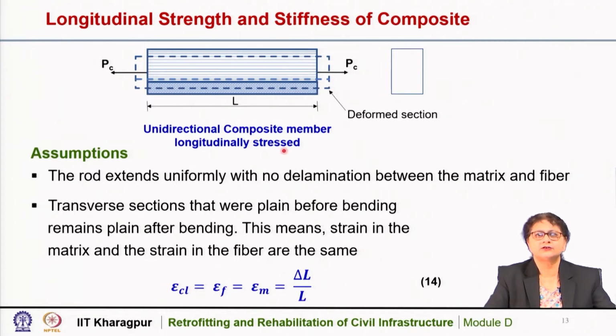We can see here the two phases are shown differently. This is the fiber phase and this is the matrix phase. The fibers are aligned along this direction and this is the matrix. The composite is of length L. Though the fibers are suspended in the matrix, for the analysis purpose we are showing the two different phases of the composite in this way.